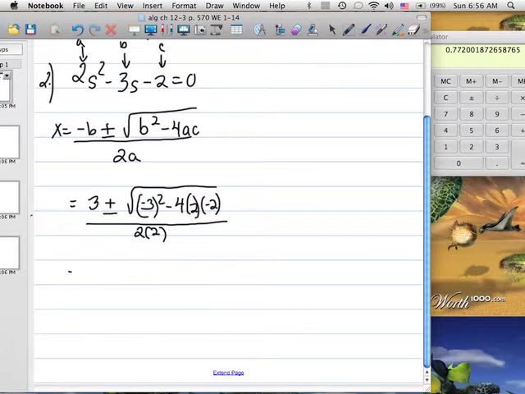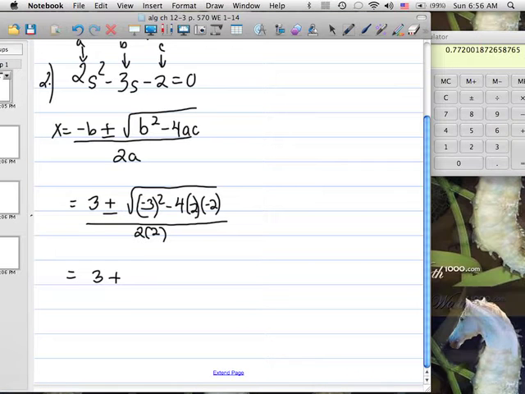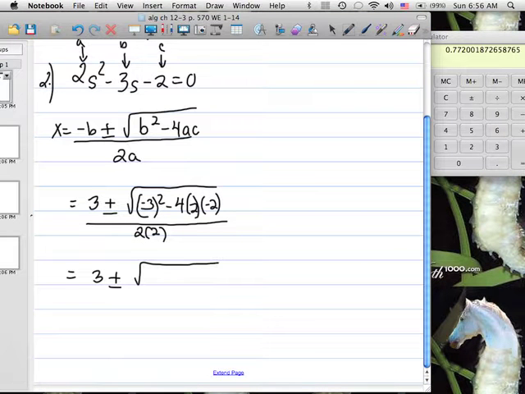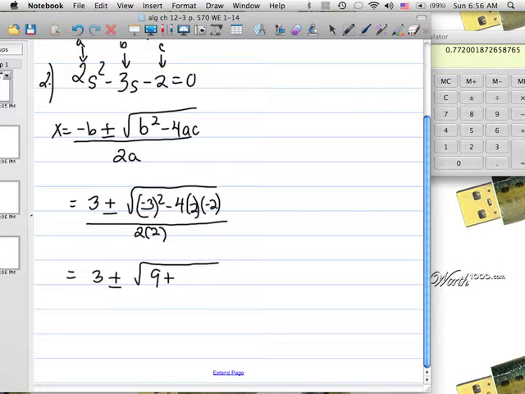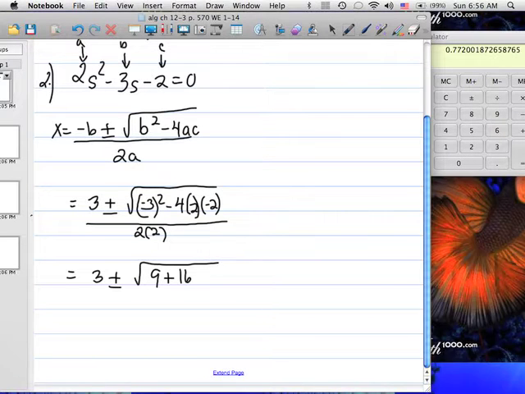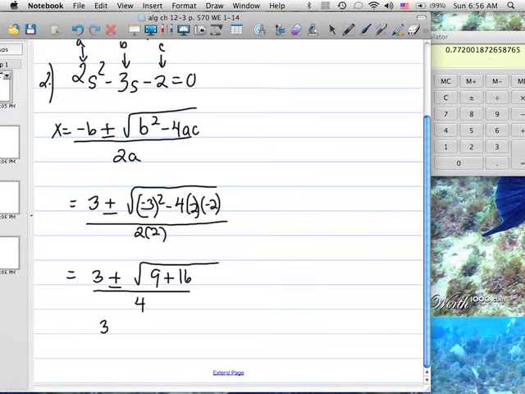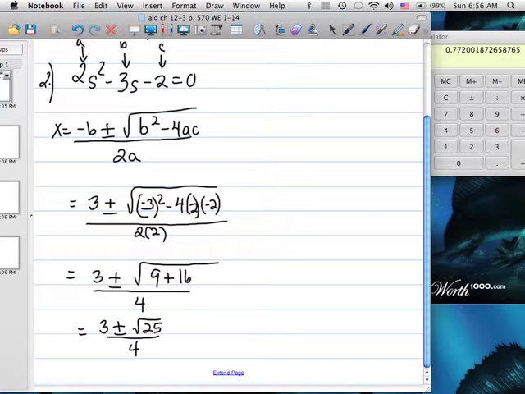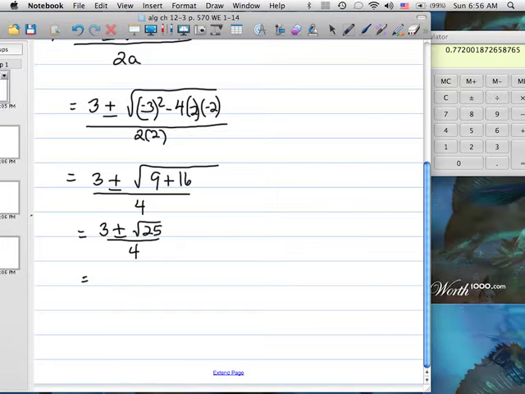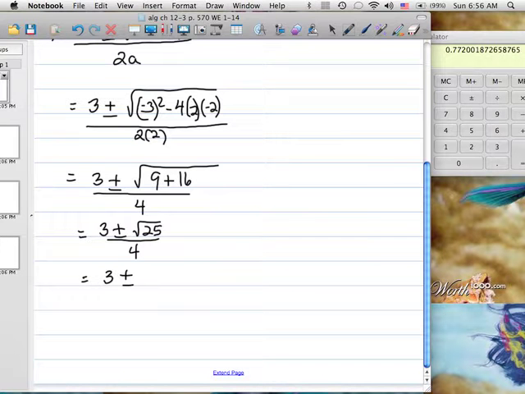So that equals 3 plus or minus the square root of negative 3 squared is 9, and negative times a negative is plus. 4 times 2 is 8, times 2 is 16 over 4, 2 times 2. So that's 3 plus or minus the square root of 25 over 4, which equals 3 plus or minus square root of 25 is 5 over 4.